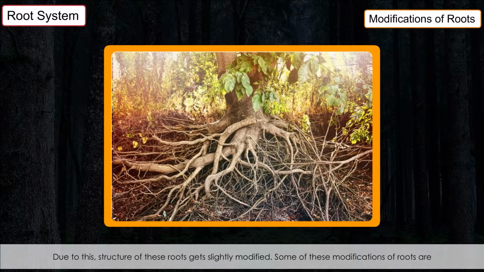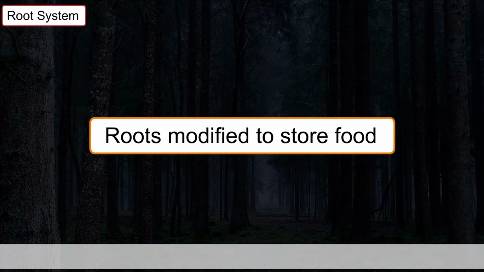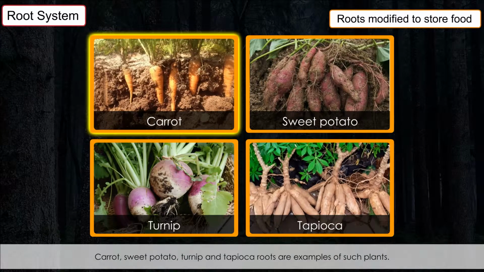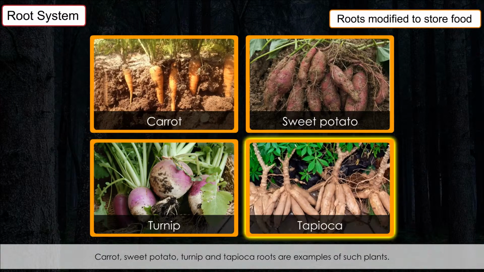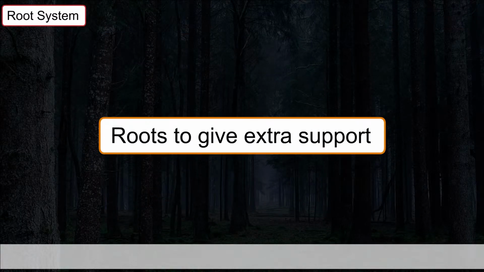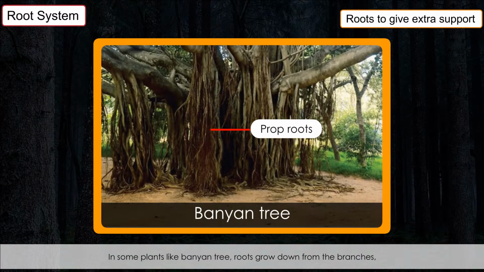Some of these modifications of root are: root modified to store food. In some plants, the food prepared by the leaves is stored in the roots. Carrot, sweet potato, turnip and tapioca roots are examples of such plants. The roots of these plants are used by us as food. Roots to give extra support. In some plants like banyan tree, roots grow down from the branches, reach the ground and fix themselves in the soil.